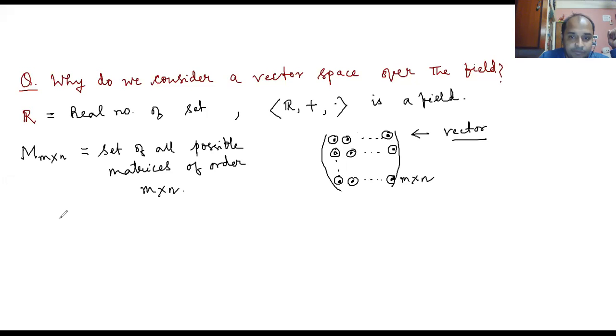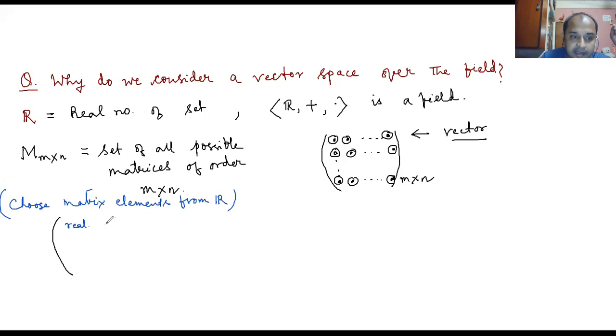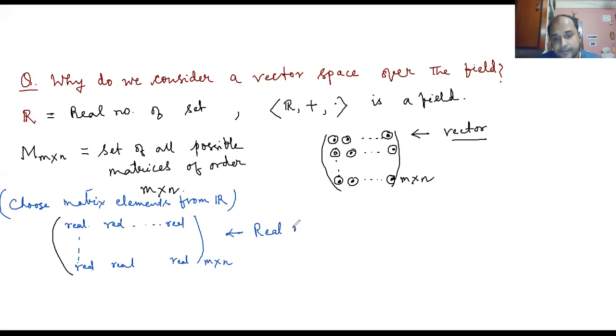So if I say that, okay, you choose these elements from the set of real numbers. If I write in this manner that choose matrix elements from R, you will say that, oh, all right, then these are all real numbers. So we are considering a real number over here, a real number over here, keeping the order of the matrix same. You are choosing the matrix elements from the real number set. And then we know that the matrix has been filled by taking elements from the basket of real numbers. So in that case, we call it a real matrix.